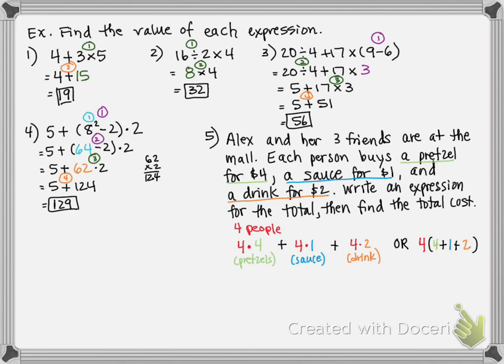Okay, now I'm going to go ahead and solve the first way I wrote it. So I get 4 times 4 is 16, plus 4 times 1 is going to give me 4. And then I'm going to get 4 times 2 is 8. Okay, and what I end up with is I have to do order of operations, so I'm going to start as I go from left to right. 16 plus 4 is 20, and 20 plus 8 is 28.